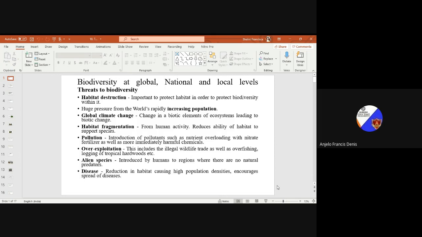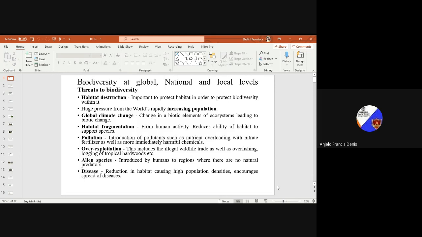Additionally, global climate change due to human activities as well as natural activities, habitat fragmentation, especially due to human activities, pollution, which is also due to human activities and population growth, and overexploitation of resources. This is very important, and it also plays a major role in threats to biodiversity.